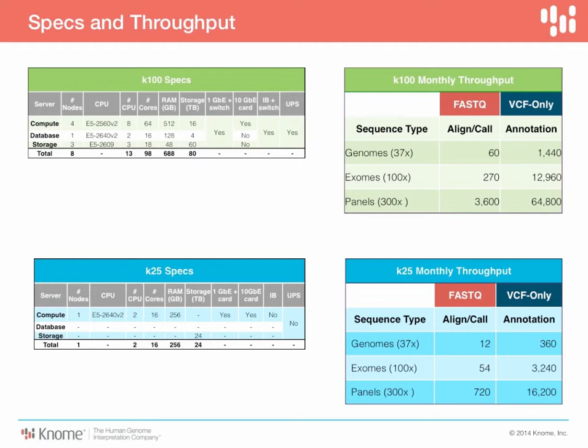But if you look at the throughput for the K100, you'll see it does about 60 whole genomes a month via align and call, and almost 1,500 VCFs a month just for the annotation process. Whereas the K25 is a bit slower on the align and call. It does about 12 whole genomes a month and about 360 annotations a month. Similarly, it can do a fair number of exomes, 54, and K100 can do about 270. So these numbers are designed to deal with different lab volumes.